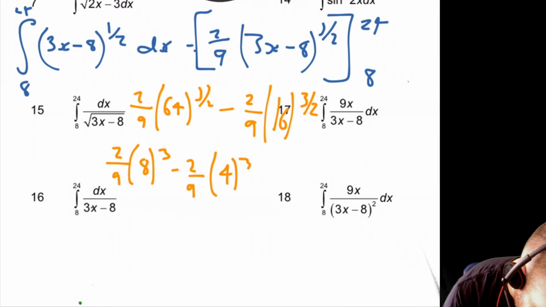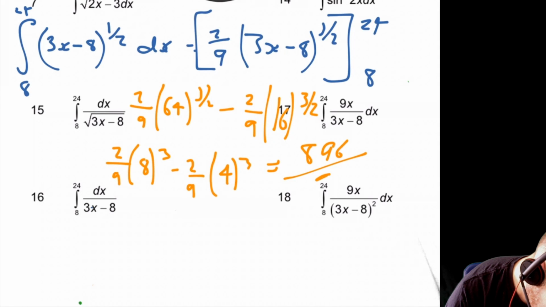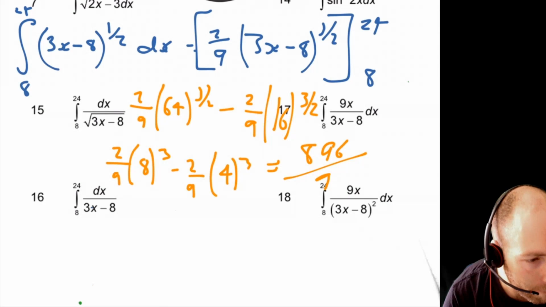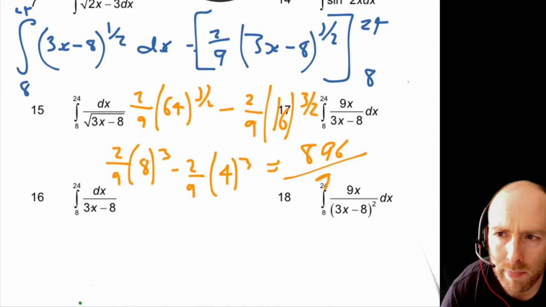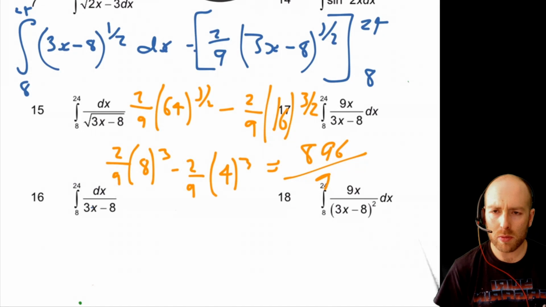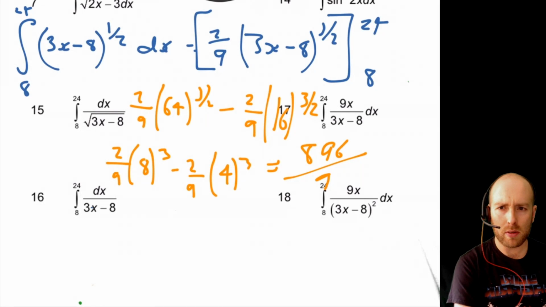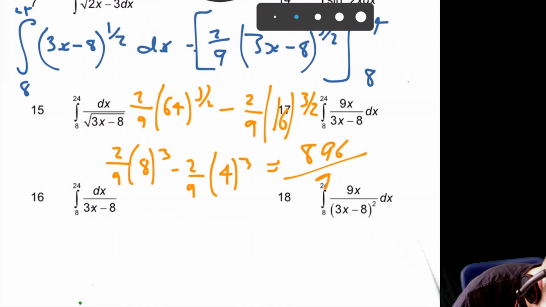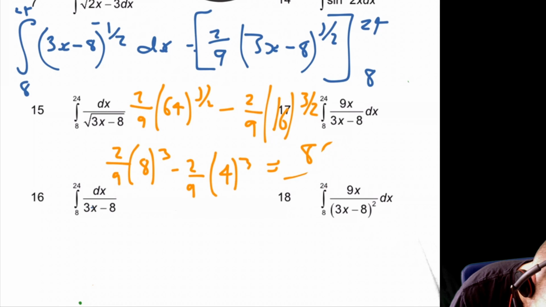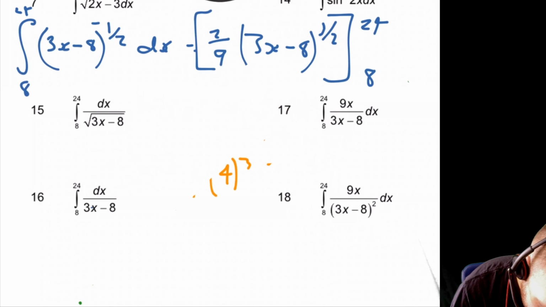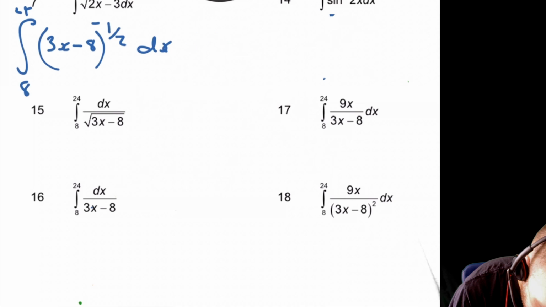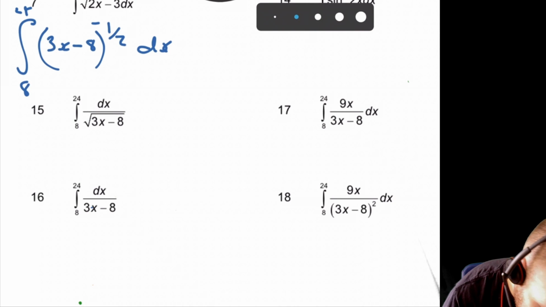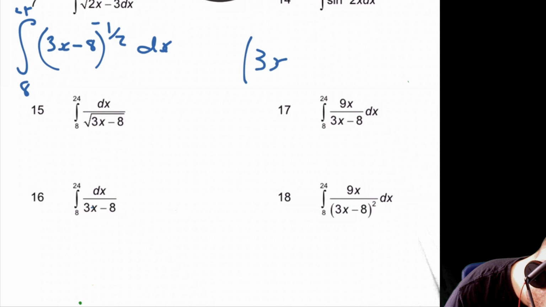Which gives us 896 over 9. Sorry, which one were we talking about? So it starts as minus a half on the bottom. Oh yeah, sorry, I've been stupid there. Oh damn it. All right, let's redo that because that's definitely wrong. Well spotted there, Sam. So the power is going to go up to positive a half.